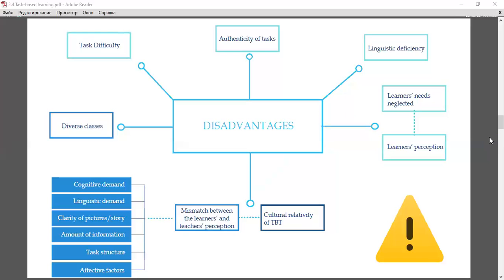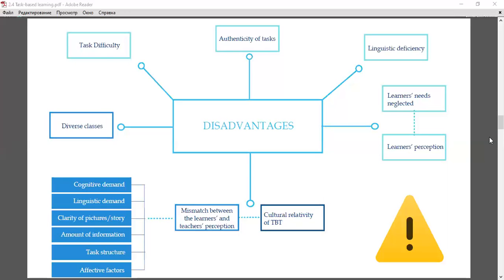Mismatch between the learners' and teachers' perception. Studies indicate that the same classroom event is often interpreted differently by the teachers and learners. The learners identify the following factors for task difficulty. First, cognitive demand: difficulty in understanding the task, requiring more time or more attention and resources. Second, linguistic demand: vocabulary or structures the learners didn't know. Third, clarity of picture story: visual clarity and conceptual transparency without ambiguity.